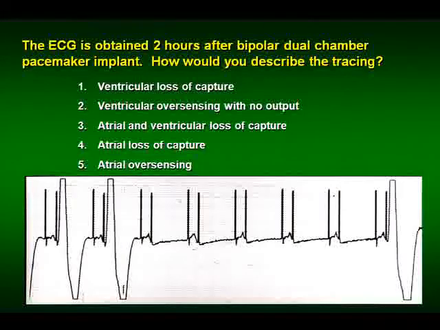Okay, so almost everybody got it. We see it's dual chamber pacing. We're capturing the atrium. We then have a pacing spike associated with the ventricle. We don't see a QRS complex, so this is ventricular loss of capture. If it was oversensing, we'd see no second spike. If we lost capture in both, we wouldn't see a P wave. The atrial function there is normal. So most of you got that right.